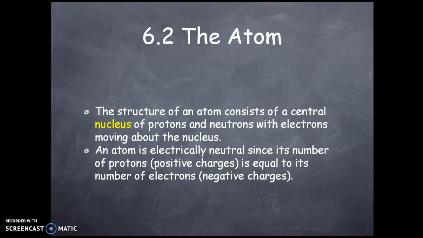The structure of an atom consists of a central nucleus of protons and neutrons with electrons moving about the nucleus. An atom is electrically neutral since its number of protons is equal to the number of electrons. So in every atom, the middle part, which is called the nucleus, will have the protons and neutrons in it. And just the way you have the sun and all the planets moving around the sun in orbits, in exactly a similar way all these electrons move around the nucleus.